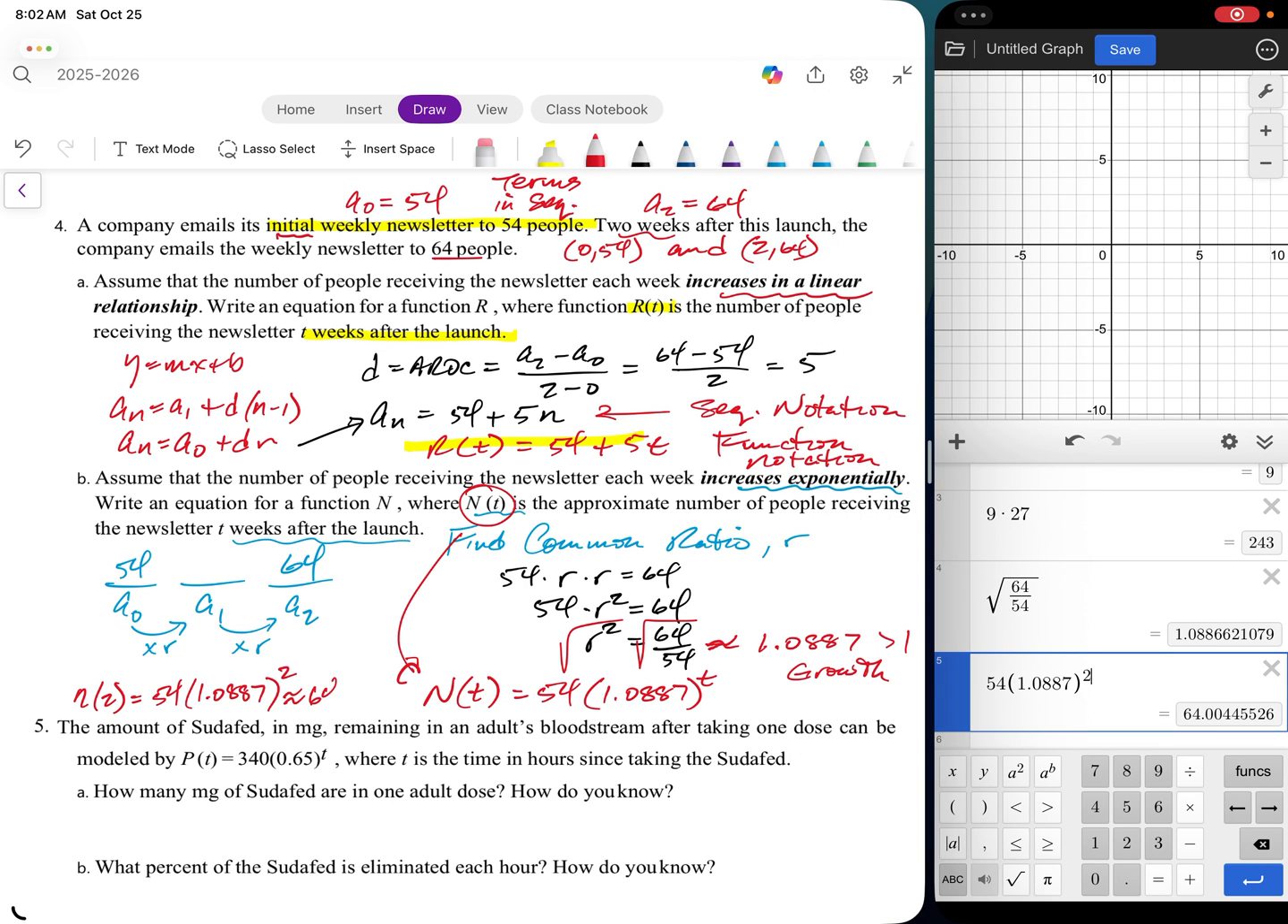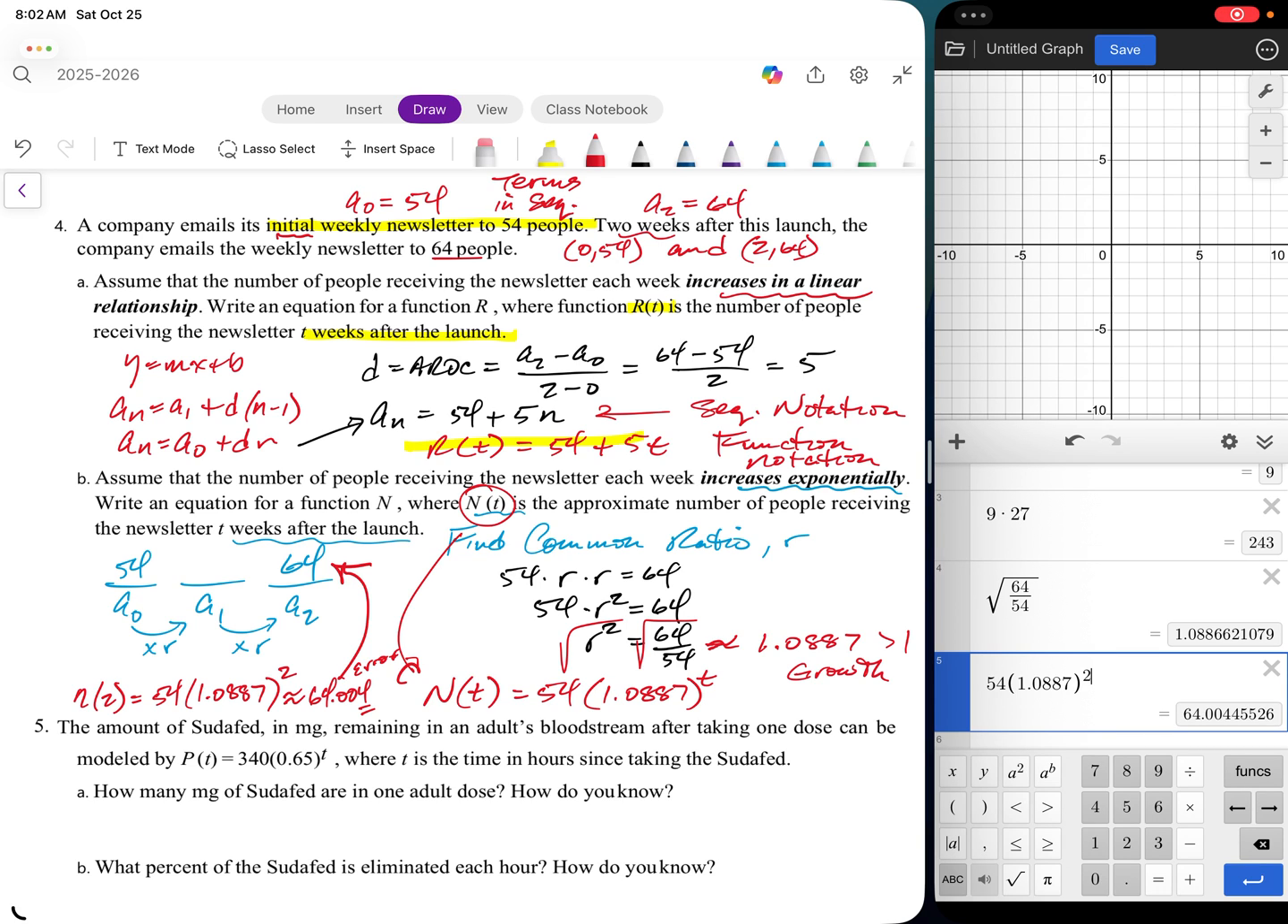64.004, which is obviously that number there. And the reason why we have this little error here is because we rounded the common ratio. It's an infinite decimal. Let me just look at it. It's on the screen.